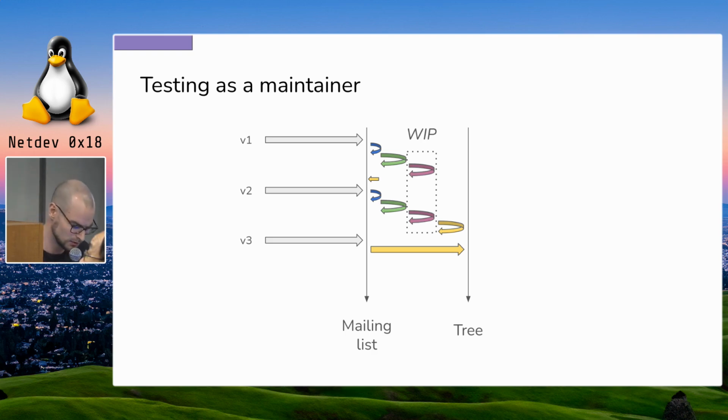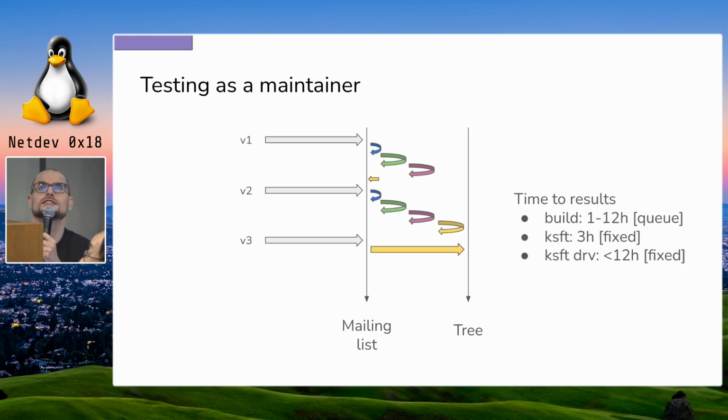So I didn't mention this, but these are the timelines for how long it takes to test the various things. The builds depend on how many patches we get an hour. It takes between 1 and 12 hours. If there's a huge patch series posted, that takes a long time and kind of clogs up the pipeline. But usually it's around 3 hours.